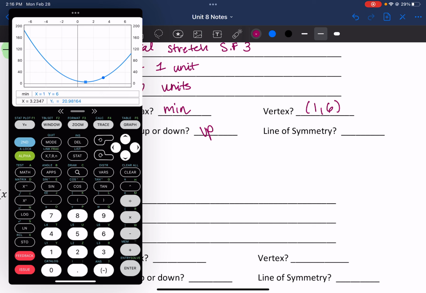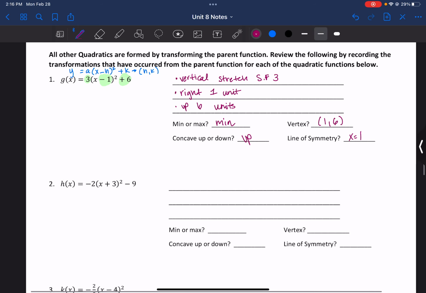I have my vertex is that. My line of symmetry is whatever x value crosses. So x equals 1. Bam. My bad. I know that took a while. All right. So we're going to keep doing this. Keep moving on.